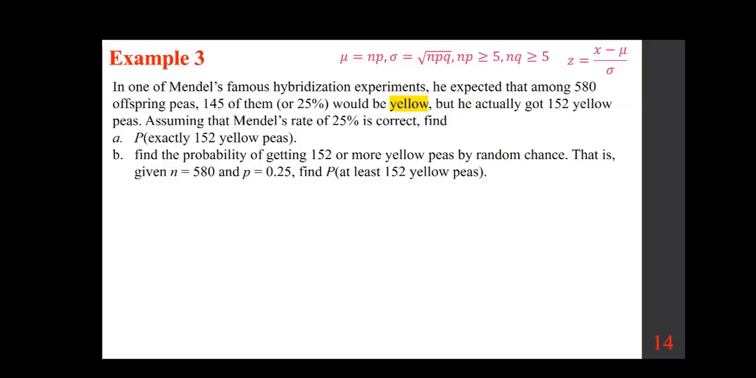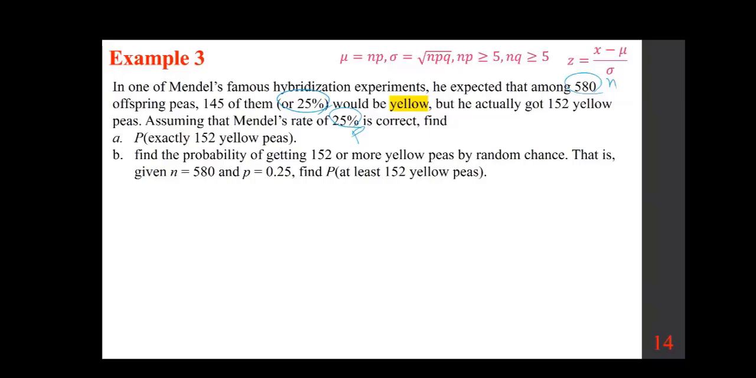So if that is the case, what is n and what is p? N is 580. Perfect. And p? 0.25. It's a binomial distribution. N is 580, p is 0.25. And before we move on, look at the rest of this stuff.